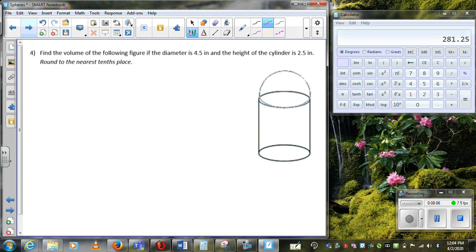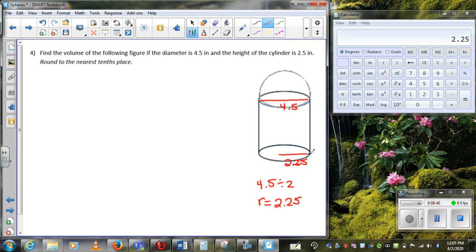Find the volume of the following figure if the diameter is 4.5. Okay, so that means the diameter going all the way across is 4.5. I, of course, will need the radius. So I'm going to do 4.5, let me clear this, divided by 2, and that's going to give me a radius of 2.25. That's good. So I know my radius is 2.25.